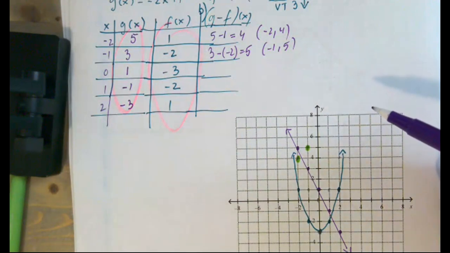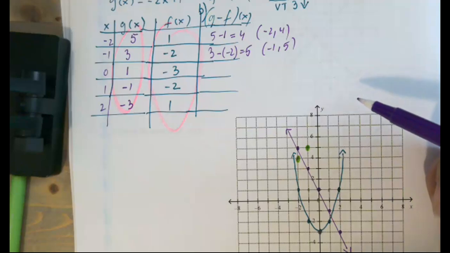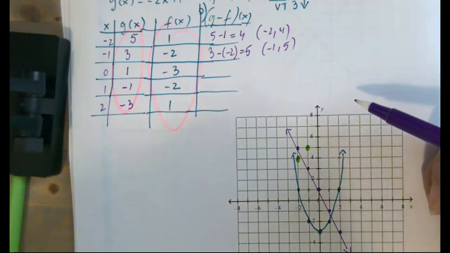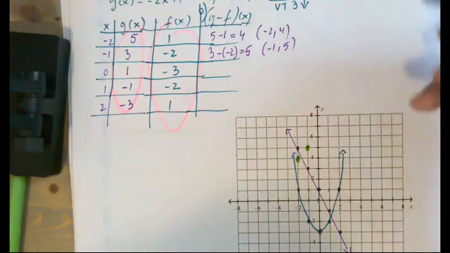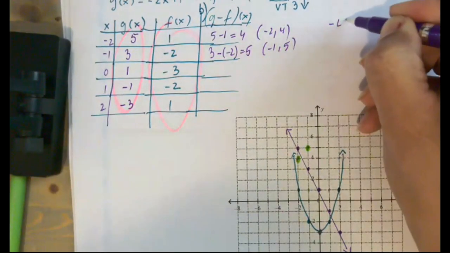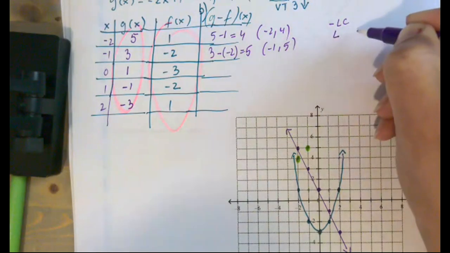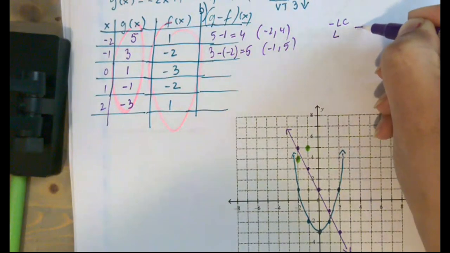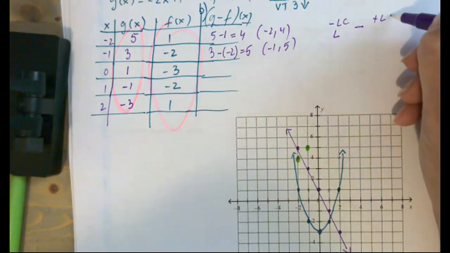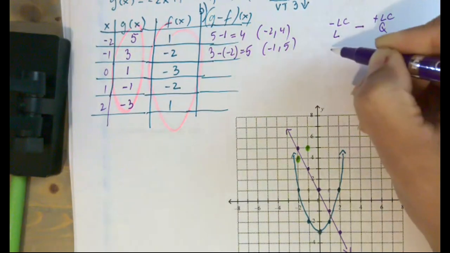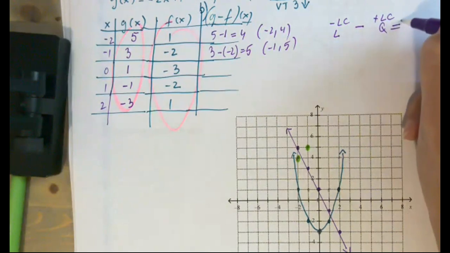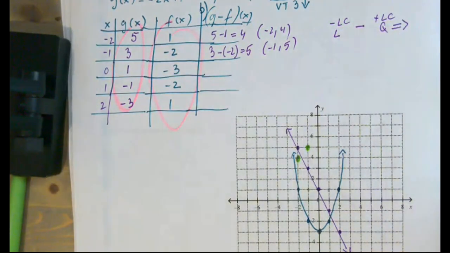Now here we're doing f of x, which is quadratic, minus g of x. What kind of parabola are we going to get? The other way around. G of x minus f of x. What kind of parabola? We have a negative leading coefficient linear function, and we're going to subtract a positive leading coefficient quadratic. What are we going to get? Let's keep going.